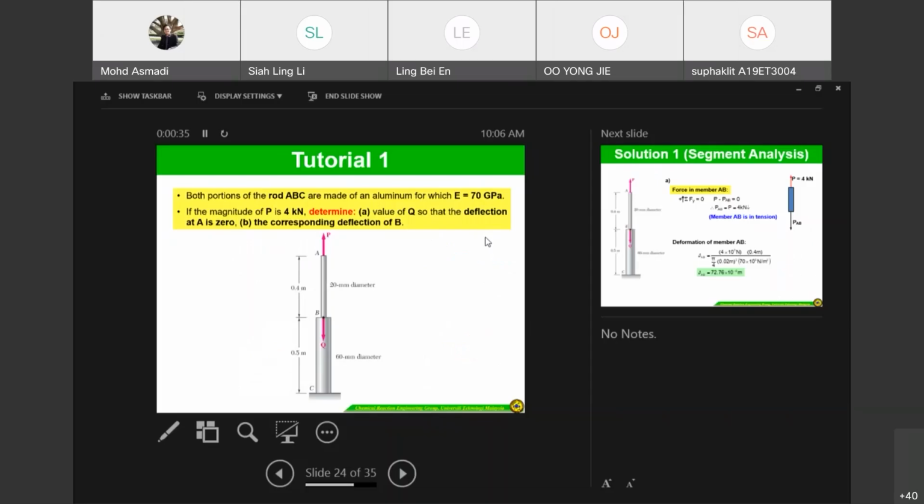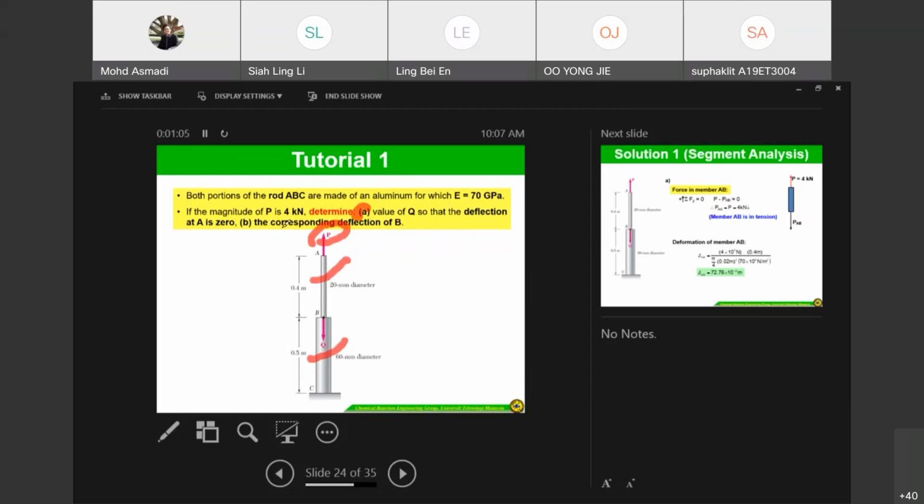Both portions of the rod A, B, C are made of aluminium, meaning that the difference is only in diameter. Even from observation, we can see the difference is only in diameter, and it's made from aluminium with the Young's modulus of E equal to 70 gigapascal. If the magnitude of P, which is a force, is 4 kilonewton, determine the value of Q so that the deflection at A is 0.